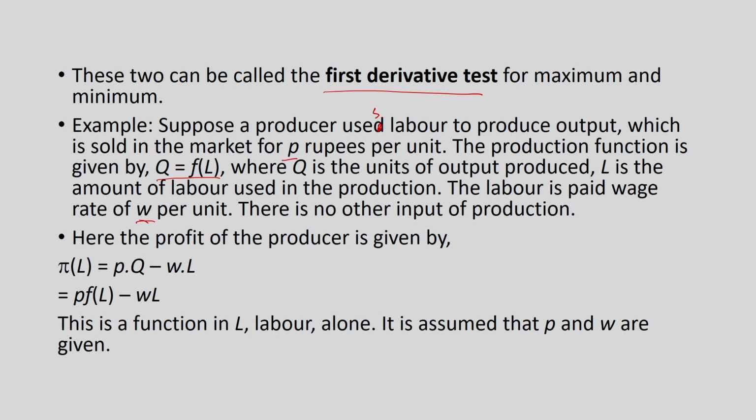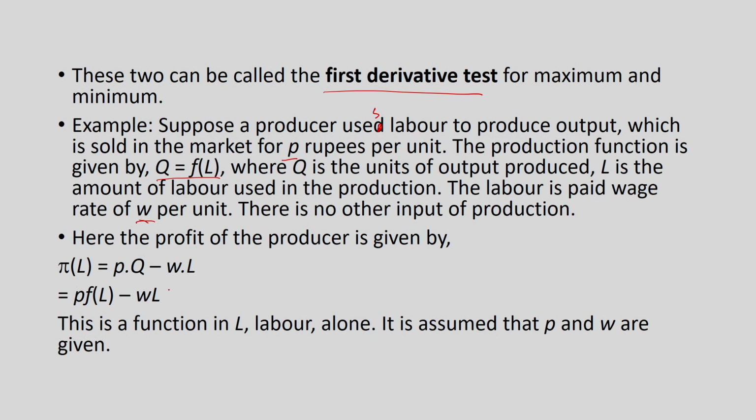Okay, so this is the setting. The producer is producing output with a production function, which is a function of only one variable, which is labor. After producing, he sells the goods in the market at p rupees per unit, and he has to pay the laborers, so W is the wage rate per unit.